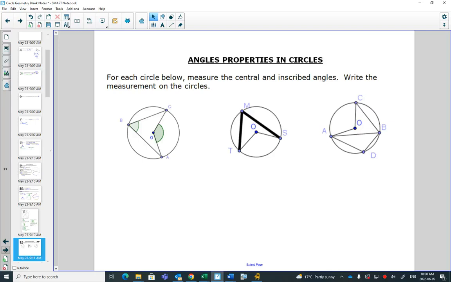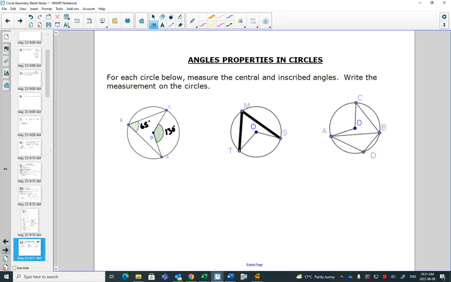Now, most of you probably don't have a protractor, so you're going to just have to trust me. I'll pull it out. I'm going to go to that first one, and I'm going to measure the inscribed angle, and I'm going to tell you that it happens to be 65 degrees. This inscribed angle is 65 degrees. Then I go to my lovely protractor, and I measure the central angle, and it's 130.